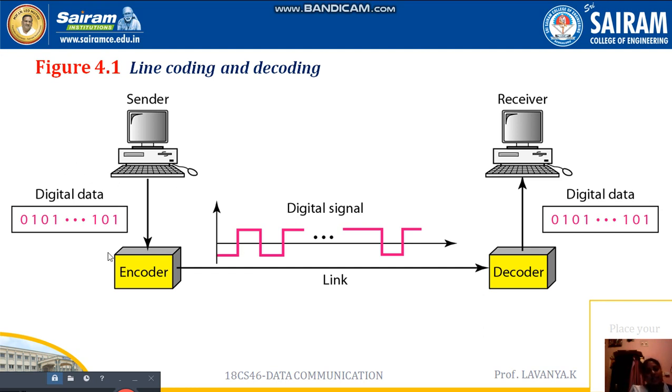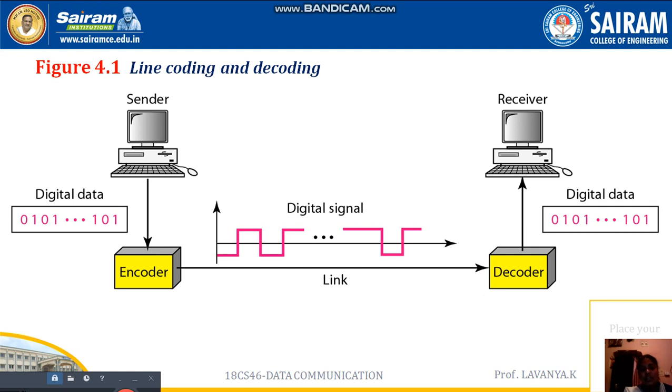Here the sender sends the digital data, which may be zeros and ones or some sequence of values. This value is encoded at the sender side. The encoder encodes that value in the form of a digital signal. How is it encoded? Look at this diagram here. The starting value will be 0.